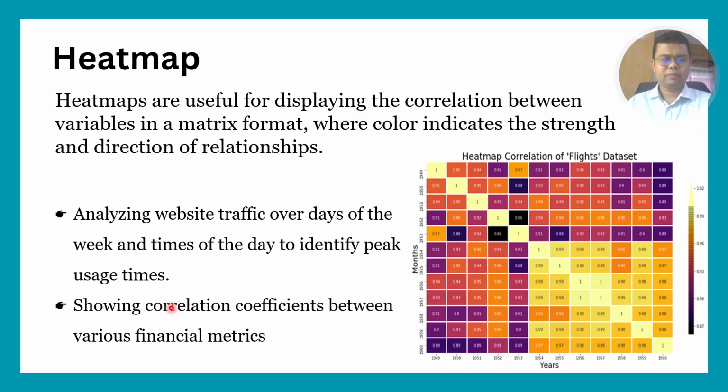We can also use the heat map showing correlation coefficients between various financial metrics, for example, demand and supply, right? Or rainfall: there is a correlation between rainfall and daily production, right? So in this way, we can use the heat map.